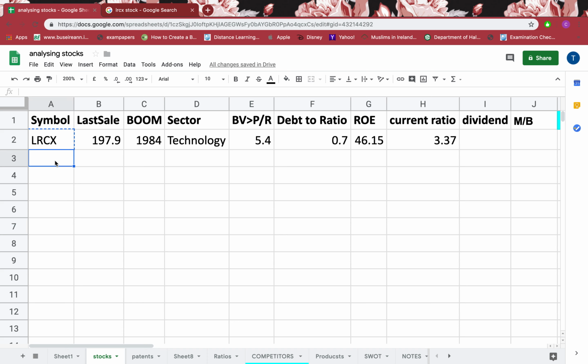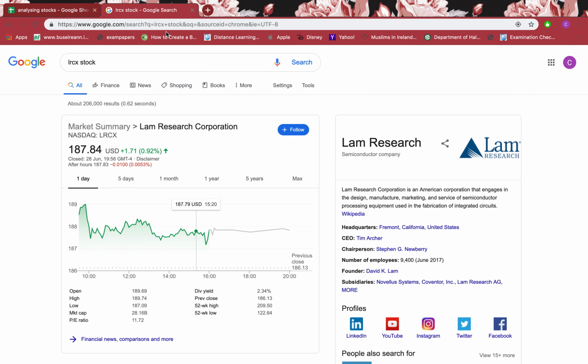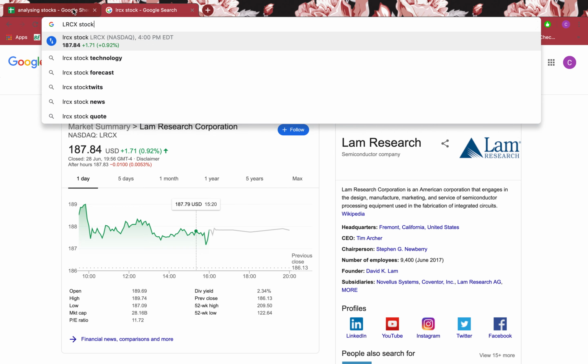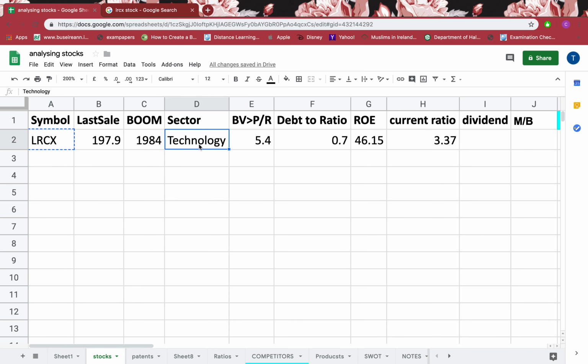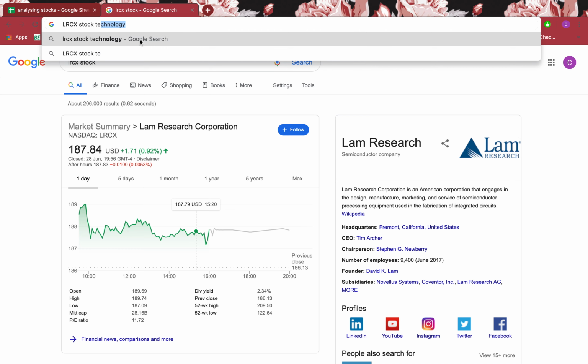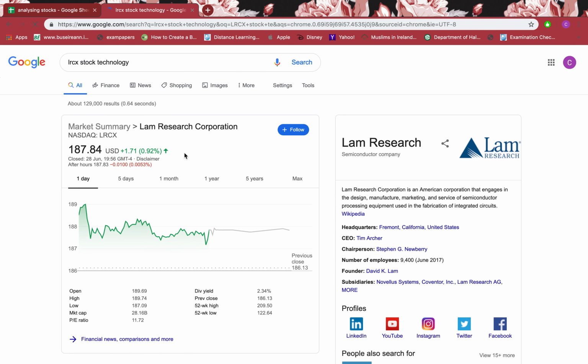Okay, in this tutorial, we will be going through our LRCX symbol. Let's start with this. I'll just copy this symbol and paste it in Google and type in stock. I'll also type in the sector in case some other company has the same symbol, just to be careful. So I'll write technology besides that and press enter.